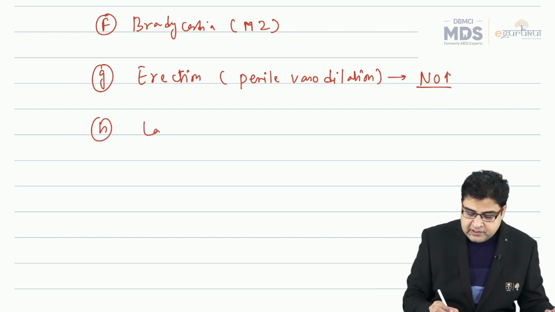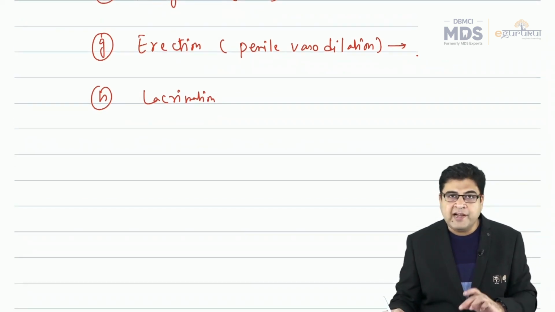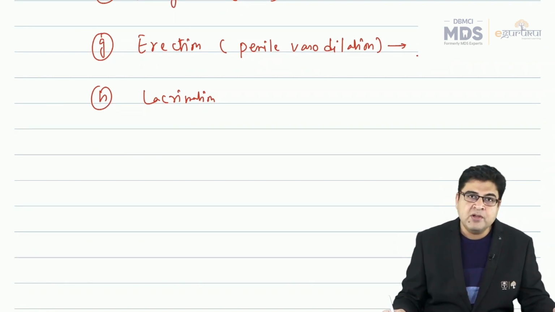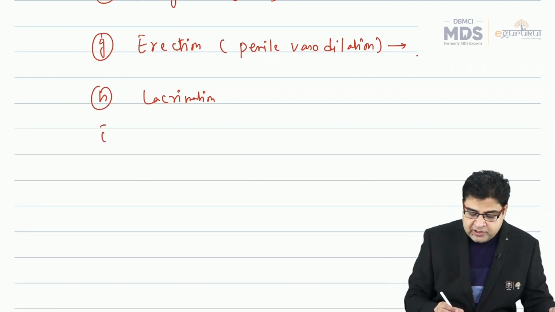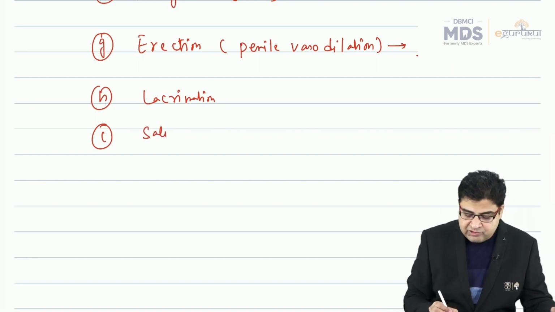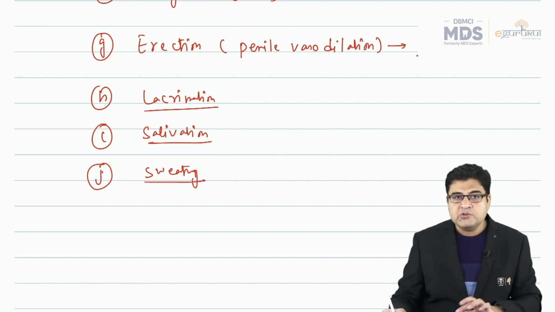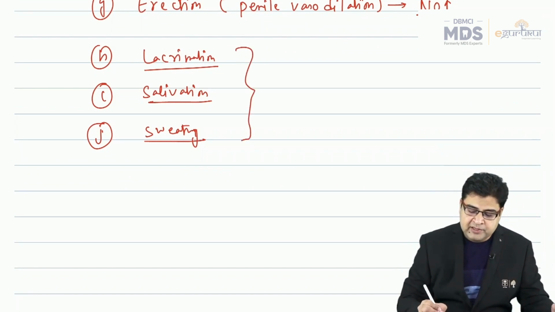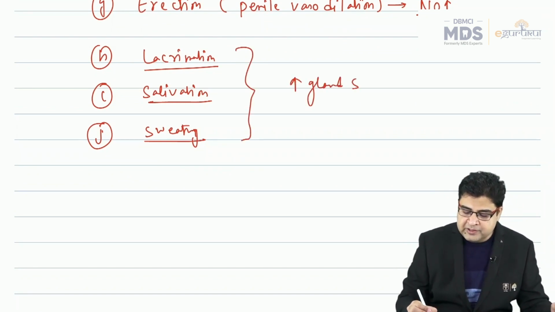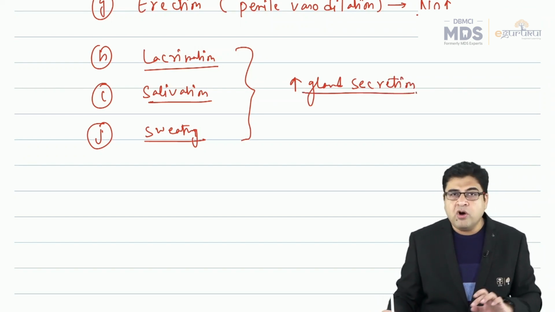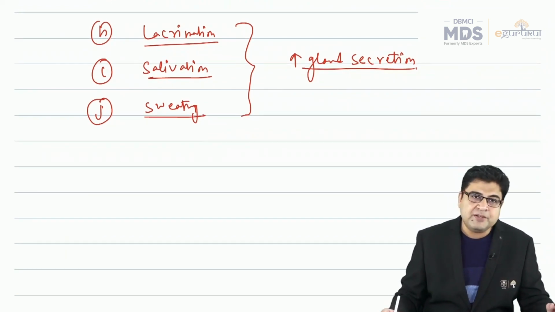Next is L. L stands for lacrimation. Please remember, all glandular cells, all cells of the glands, are also stimulated by the parasympathetic system. So there is lacrimation. In this mnemonic, S stands for salivation, L stands for lacrimation, and S also stands for sweating. So lacrimation, salivation and sweating will occur, and all these are related to glandular secretions. All glandular secretions are increased by the muscarinic 3 receptor.